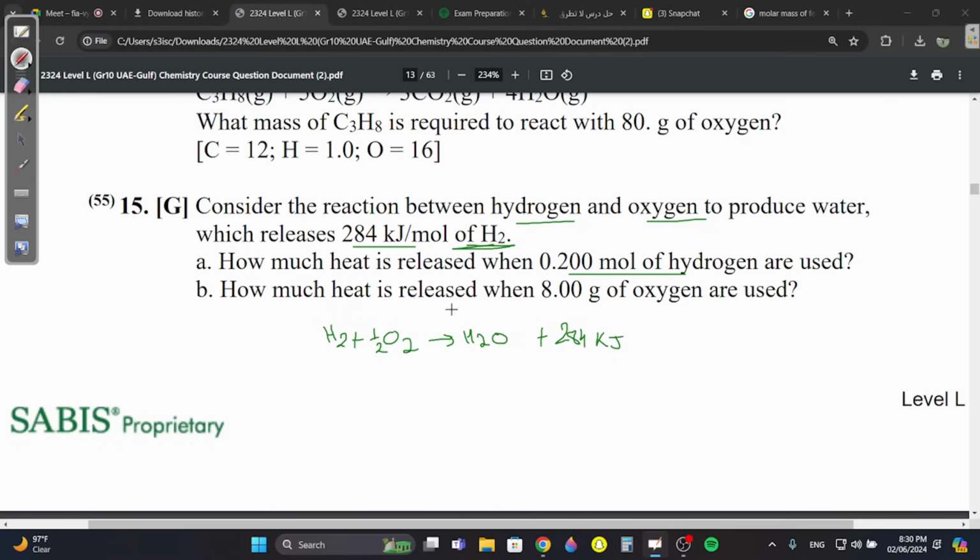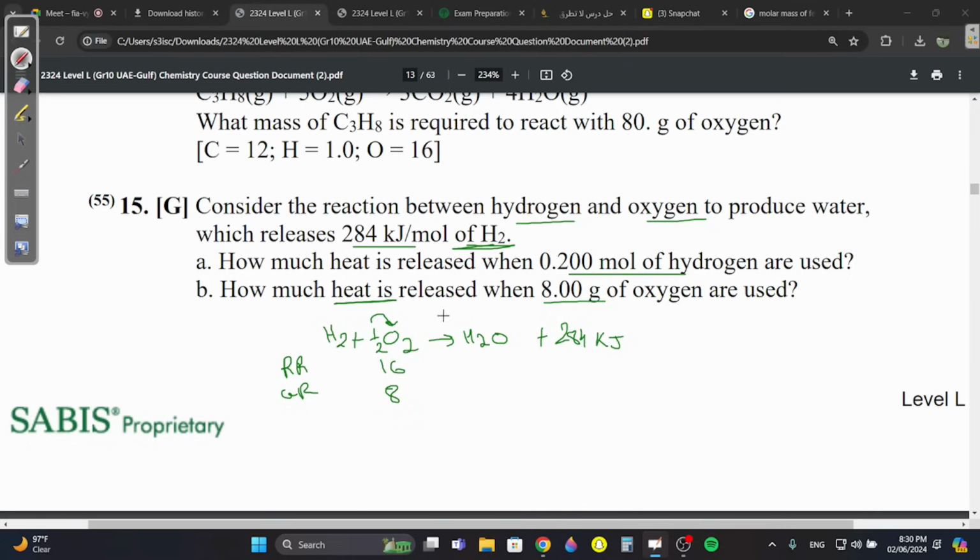How much heat is released when 8 grams of oxygen are used? So again, RR and GR. What's given to me? 8 grams of oxygen, right? So 8 grams down here. Now it's half O2. O2 is 32, half of 32 is 16. So my RR is 16 grams.